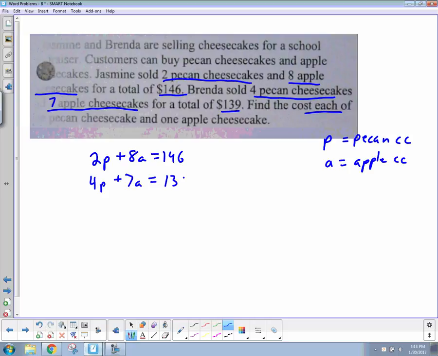It's easy for this 2 to jump up to that 4, so I'm going to multiply the top by negative 2. Negative 2 times 2 is negative 4P, plus, negative 2 times 8 is negative 16.